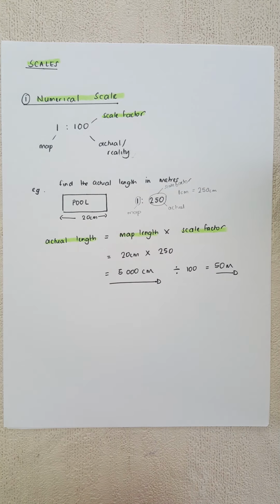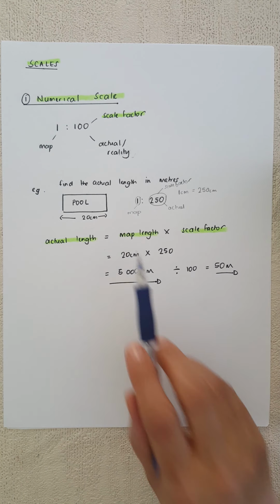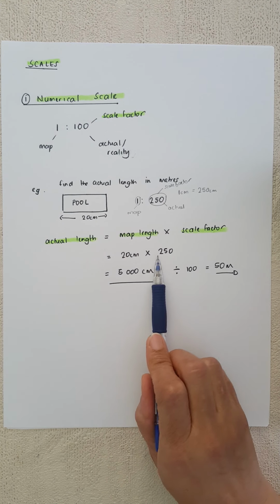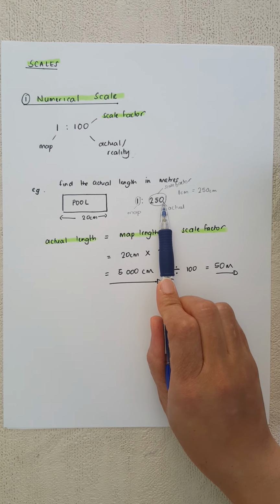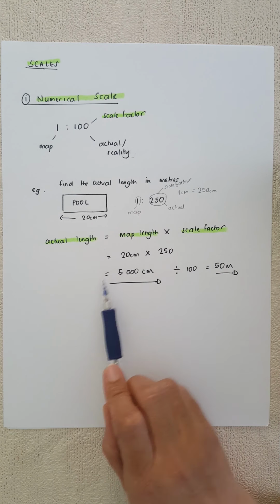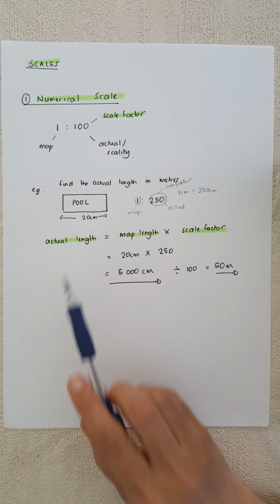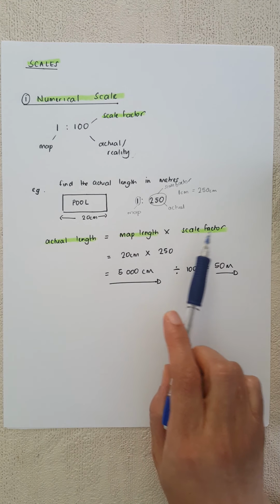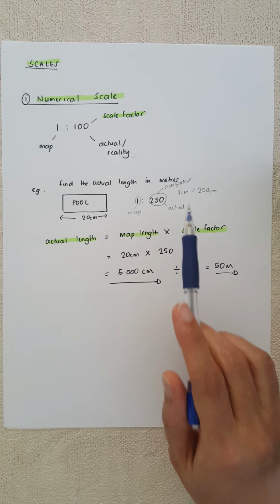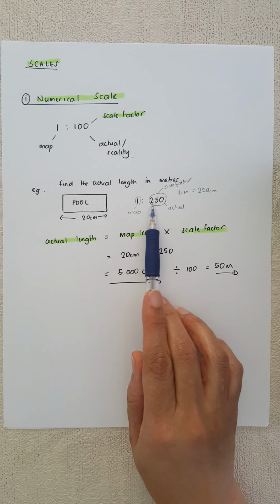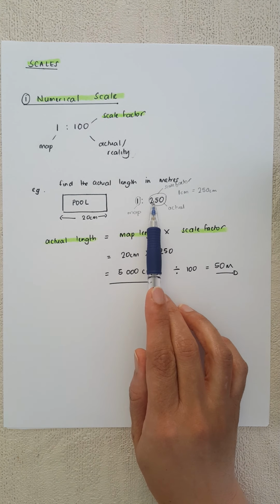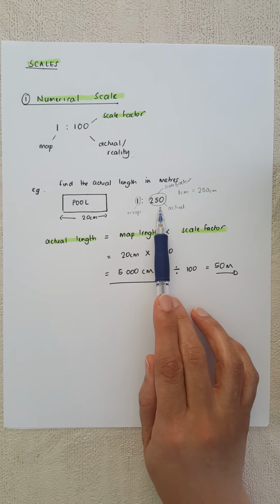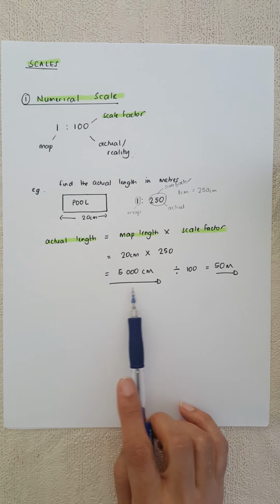So how do I calculate my actual length? I take my map length, which is the 20 centimeters, and multiply it by 250, which is my scale factor, and I get 5,000 centimeters. In the beginning you can learn it as: actual length equals your map length times your scale factor. Later on you'll realize that it's very simple. If 1 is representing 250, 20 is going to be 20 times 250, and I get 5,000 centimeters.